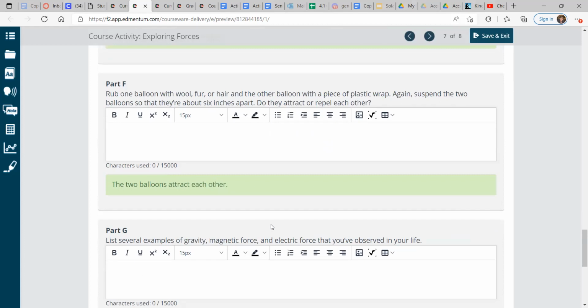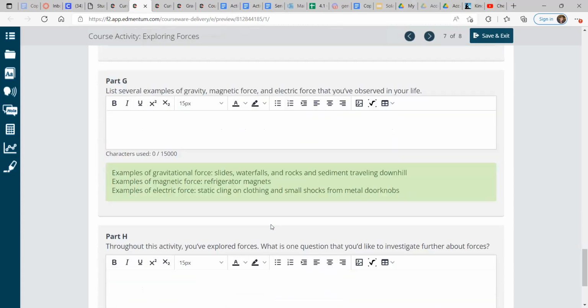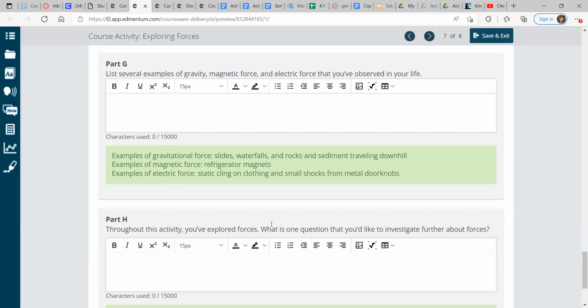Now you can rub one balloon with wool, fur, or hair, and the other balloon with a piece of plastic wrap. And then do the same thing, and now they attract each other. Part G is asking for examples of gravity, magnetic force, electric force in everyday life. Gravitational forces are things like waterfalls, rocks moving downhill, slides. Magnetic force examples: refrigerator magnets, electromagnetic conductors. There are magnets used in that as well.